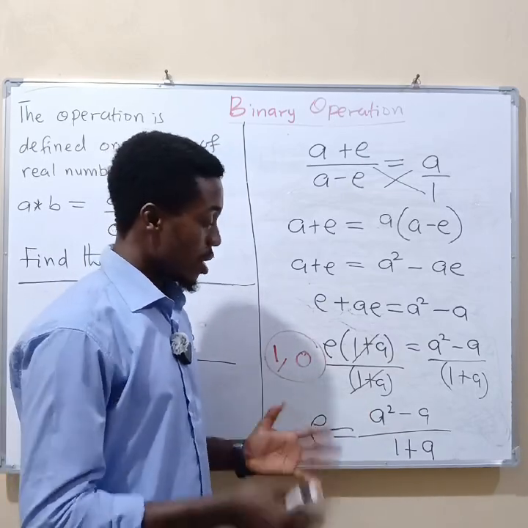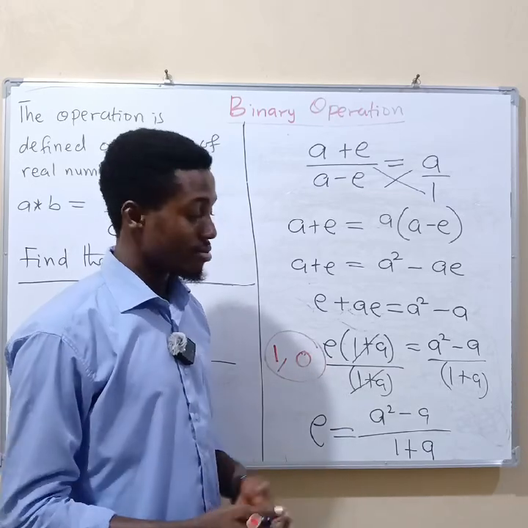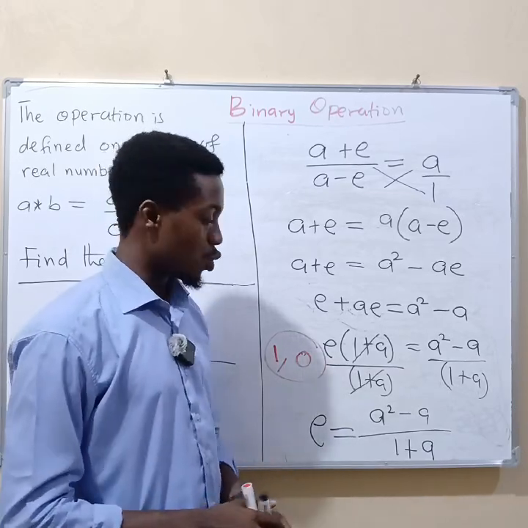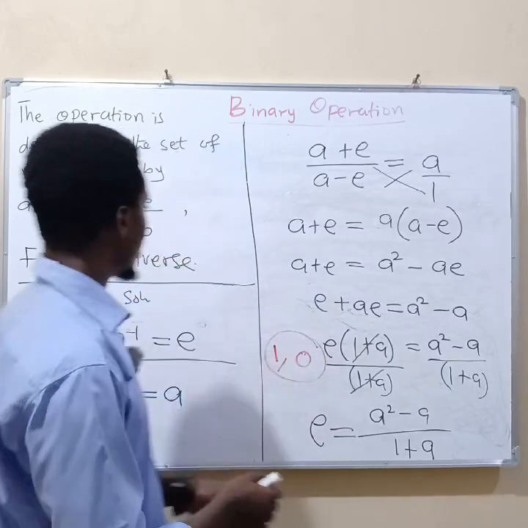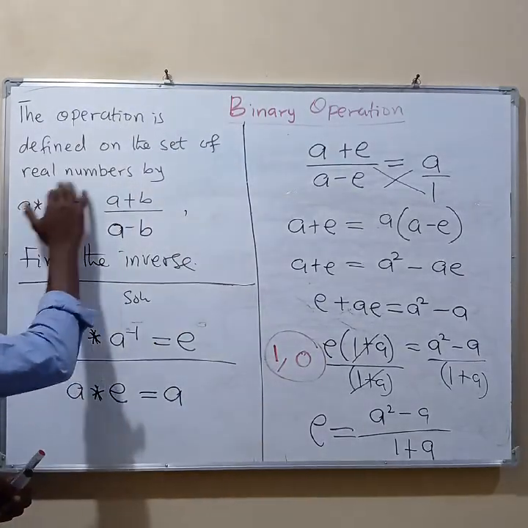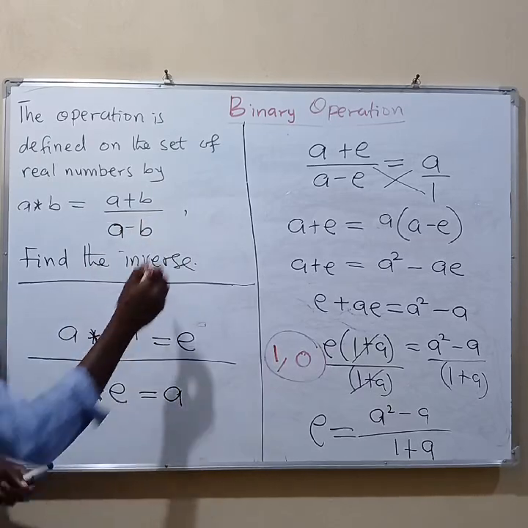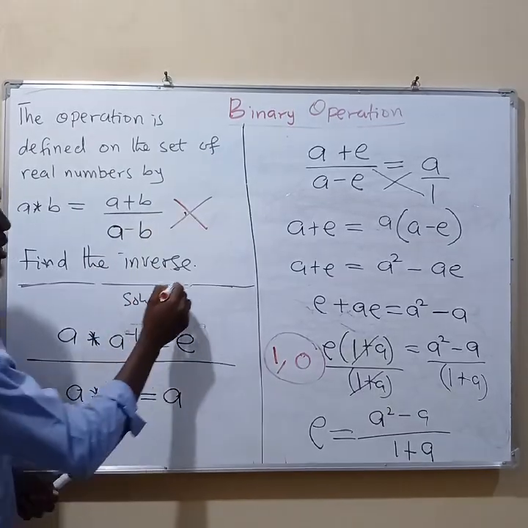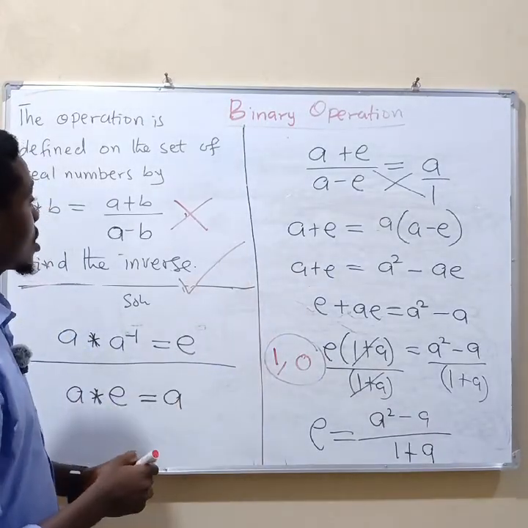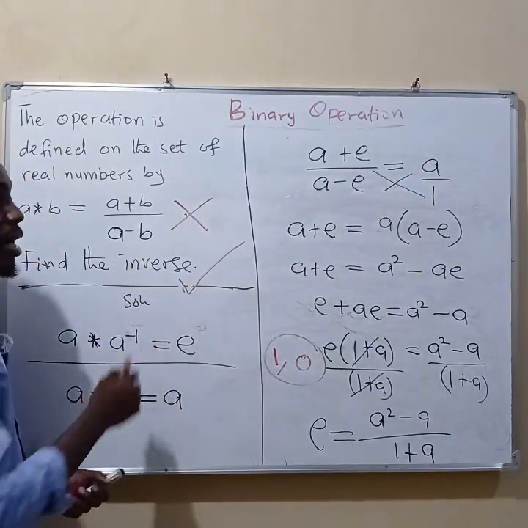So we cannot work with this. Therefore, the problem we see over here is that this operation has no inverse. That's our conclusion. So this binary operation has no inverse.